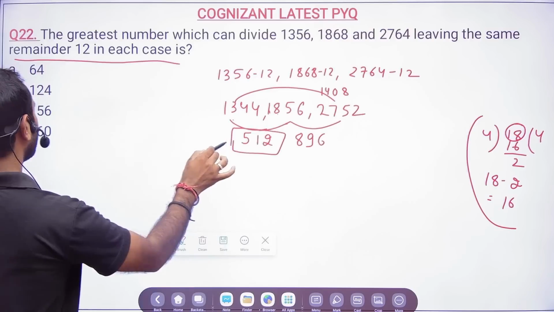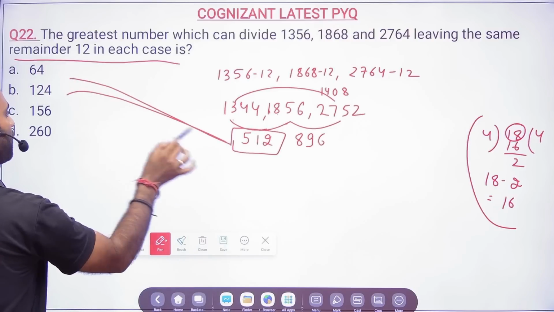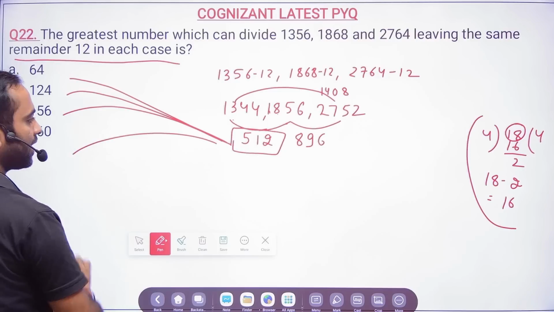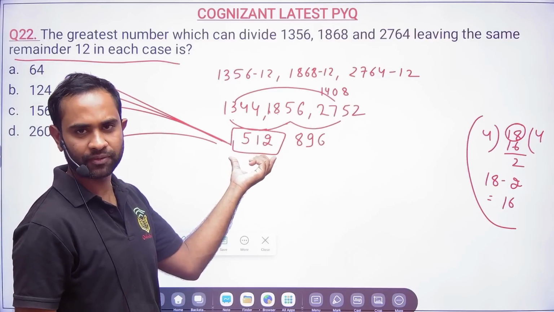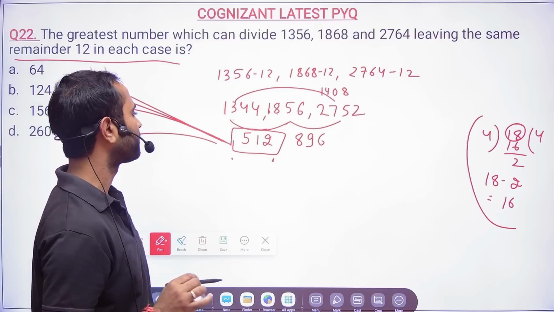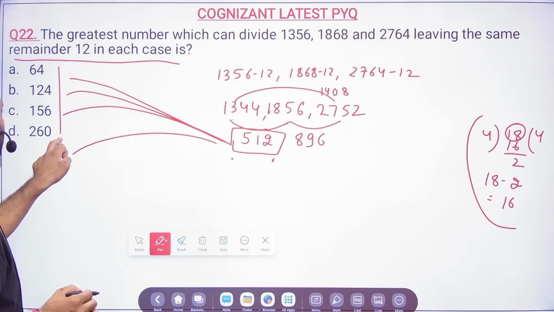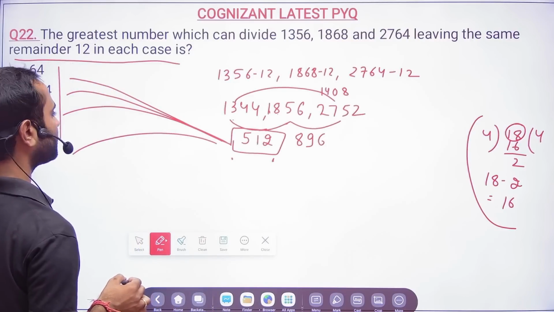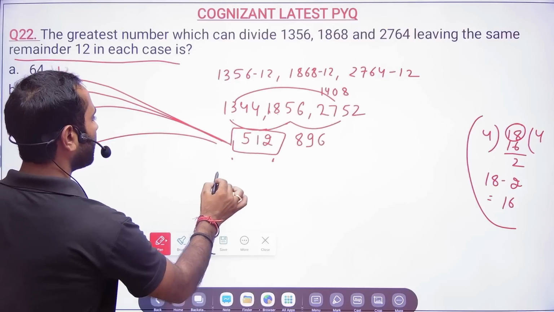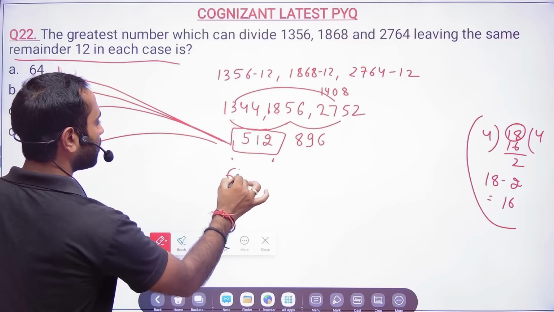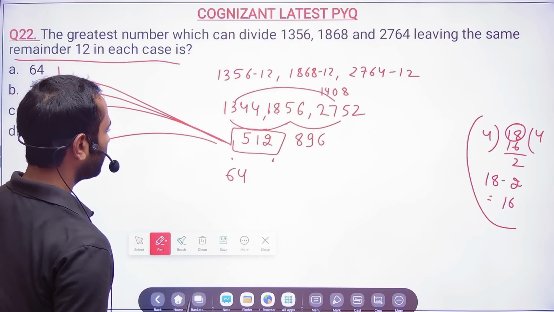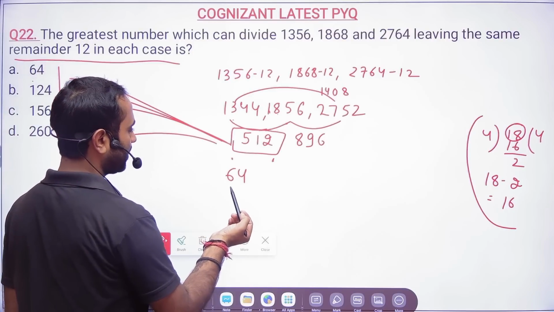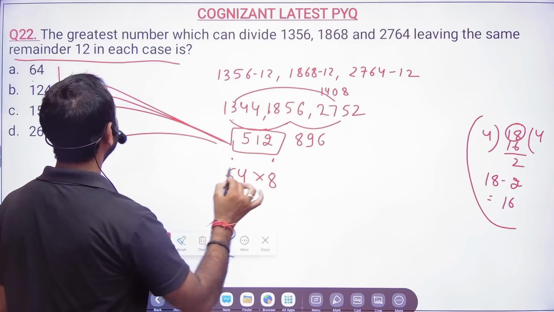Now basically, if you want to calculate the HCF, then definitely the factors of this 512 will be your HCF. So which options will divide 512? 64? Yes. 64 will divide it how many times? It will be 64 into 8 into 8. So this will divide 8 times.